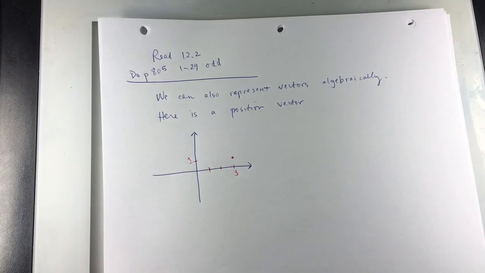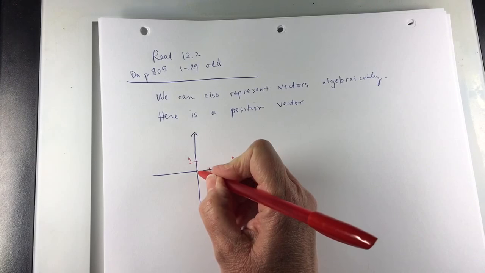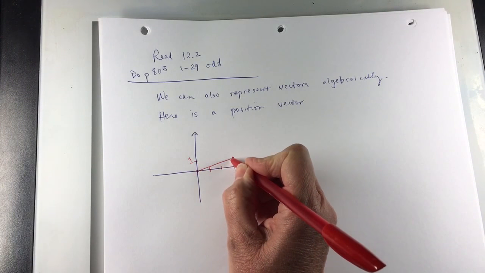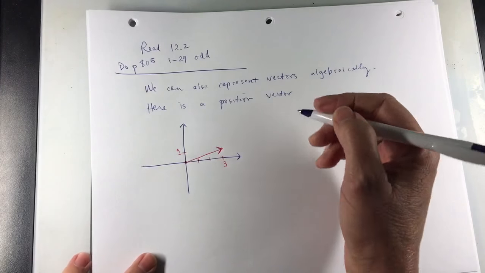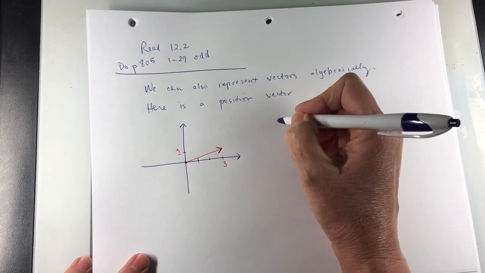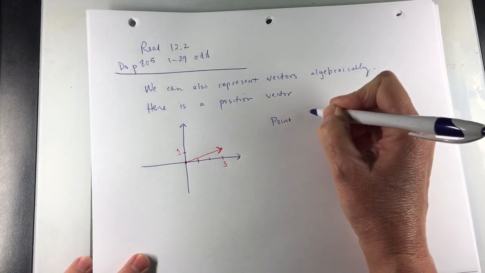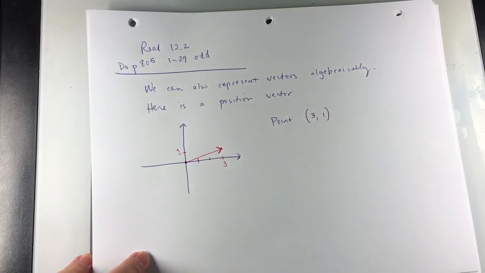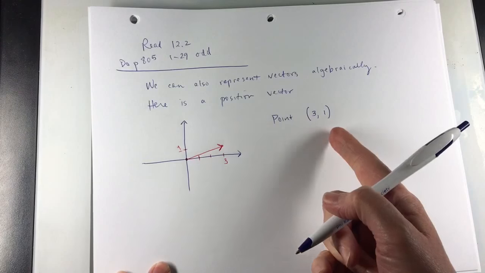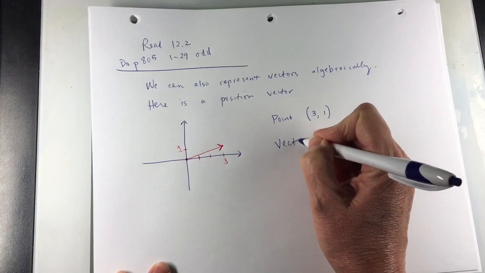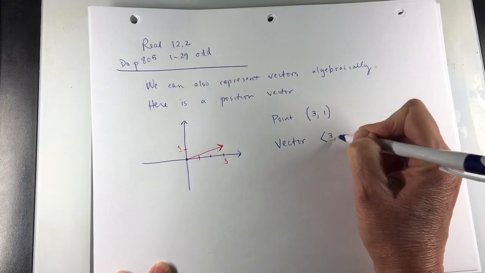So I plot that point, and since it's a position vector, I'll start at the origin, draw to that point, there's my arrow. So we have 2 things here that I could talk about. We could talk about the point, 3, 1. And if I'm talking about the point, I'm going to put it in parentheses. And then I can talk about the vector, the position vector that has this point as the terminal point. So if I'm doing the vector, I'm going to use angle brackets.